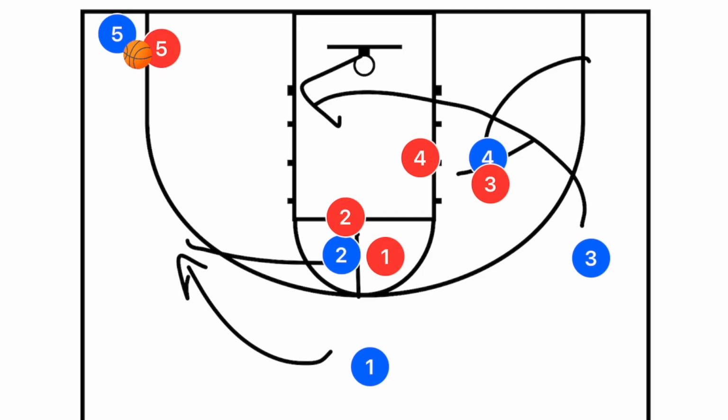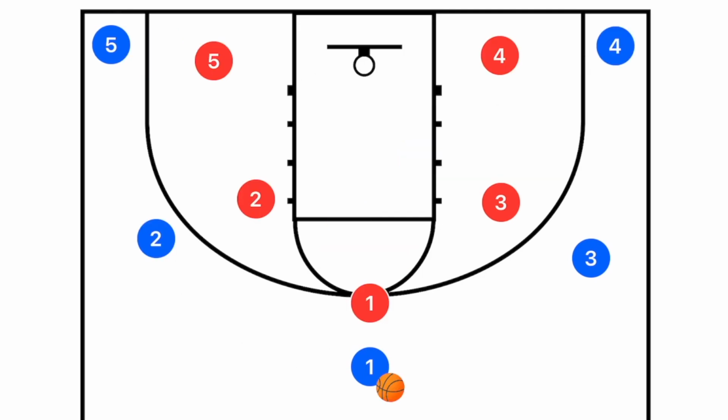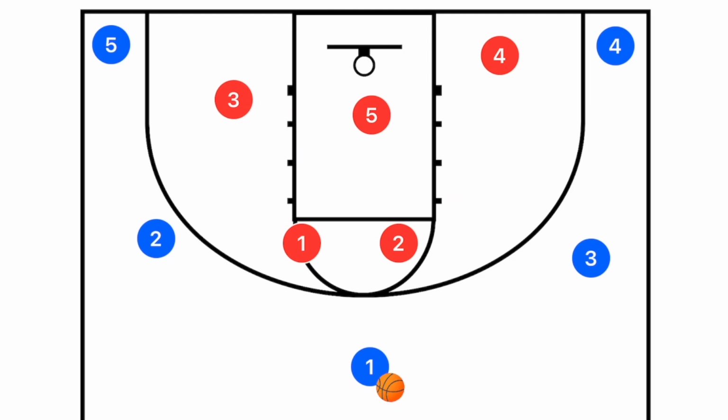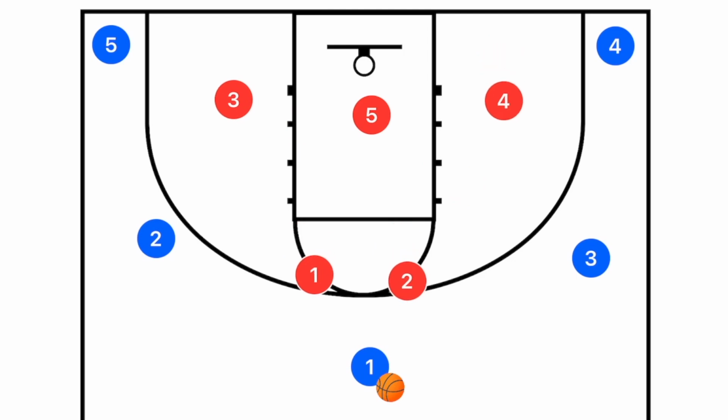That's essentially all this play does. I was just giving you mere options after the original pin down. Now, if you were to run up against a zone, most likely the team will be running a 2-3 because it is the most widely used zone.